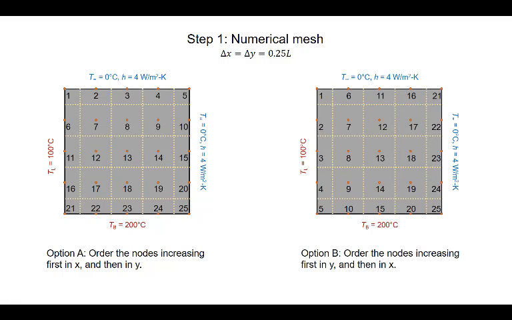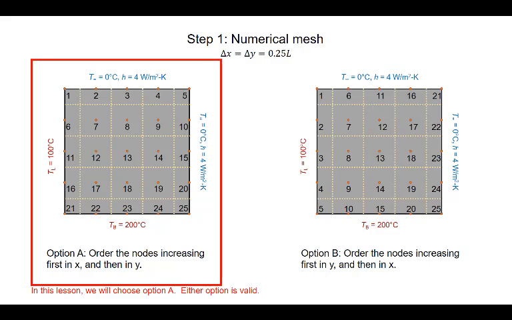The other option would be to order the nodes increasing first in y and then in x. 1, 2, 3, 4, 5 down the rows, and then over in the columns. 6, 7, 8, 9, 10, 11, 12, and so forth. While either option is perfectly valid, in this lesson we will choose option A.